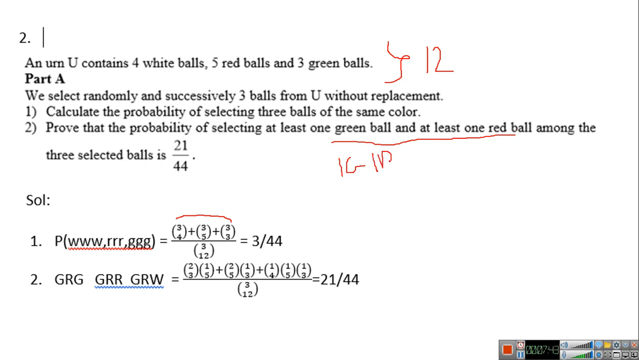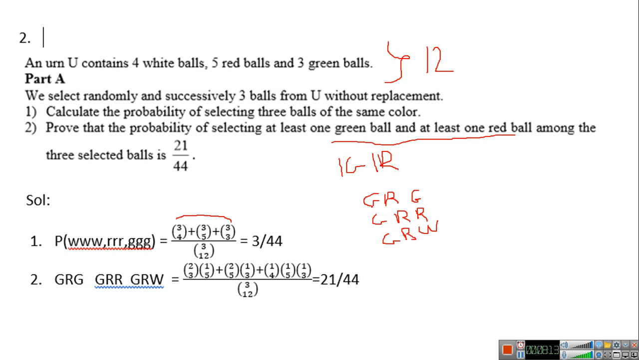So among the selected balls it is 21 over 44. You want green with red. At least, either the third one can be green or the third one can be red, right? Or it can be white. So do you have other alternatives? I want always green and red, minimum 1 time. So I don't have other choices.